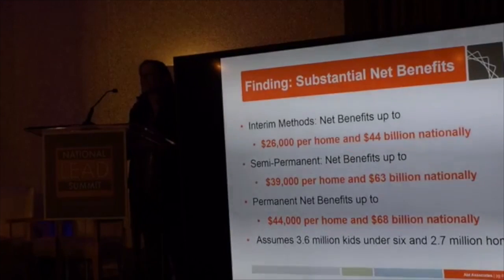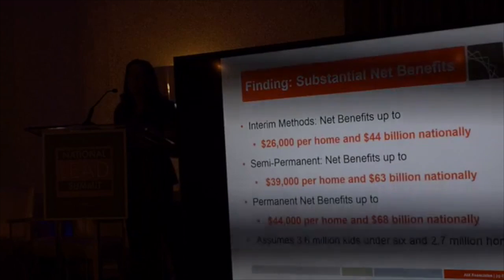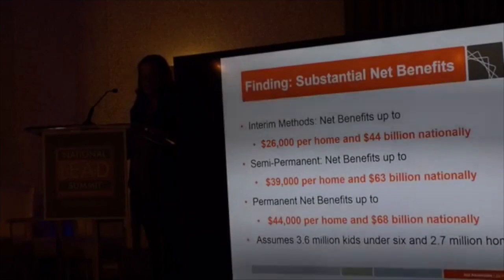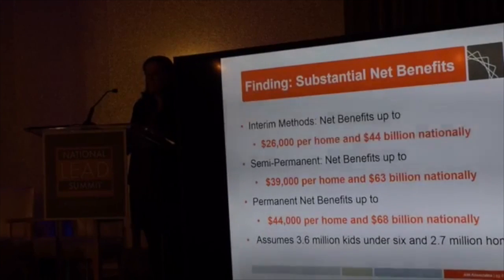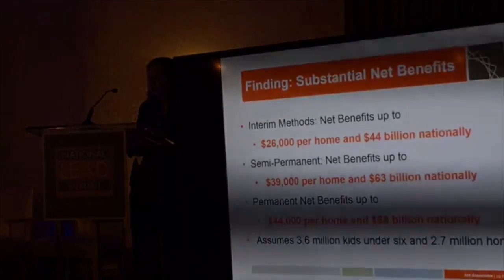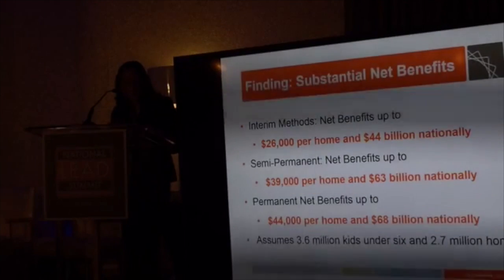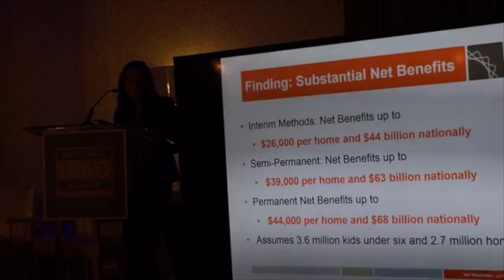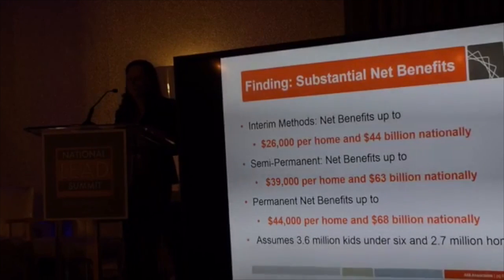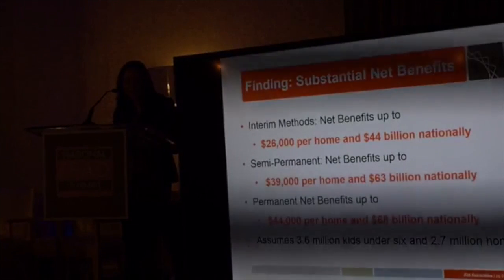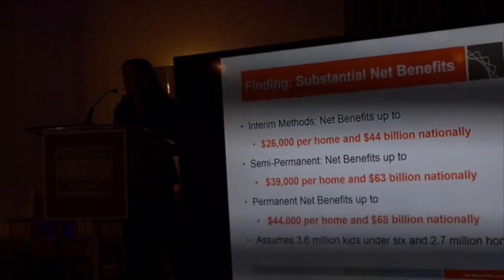Net benefits are when you subtract out the cost of remediation and only consider the cost of the IQ points saved. In the less intense remediations, it's on the order of $26,000 per home or $44 billion nationally. It goes up from there. In the window replacement strategy, it's $39,000 per home and $63 billion nationally. And more permanent, we're up to $68 billion nationally.